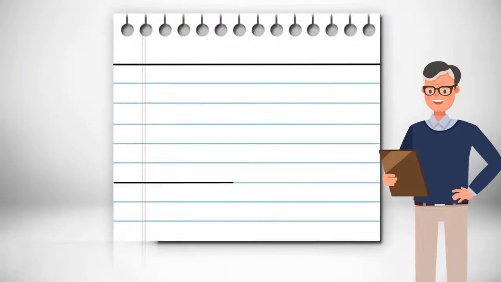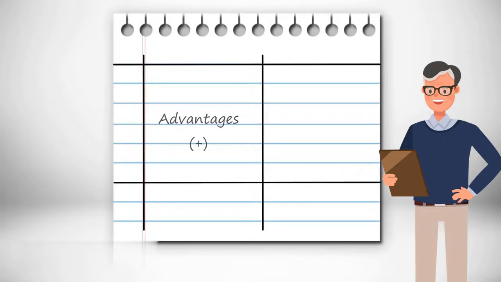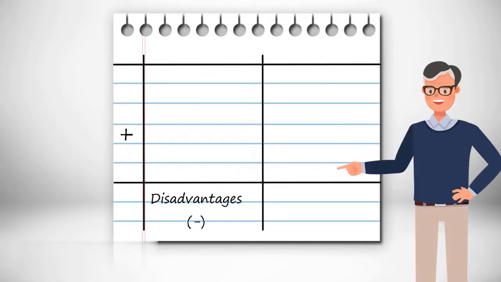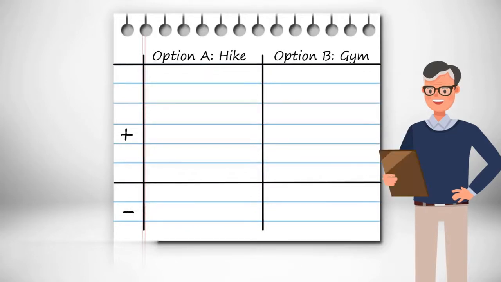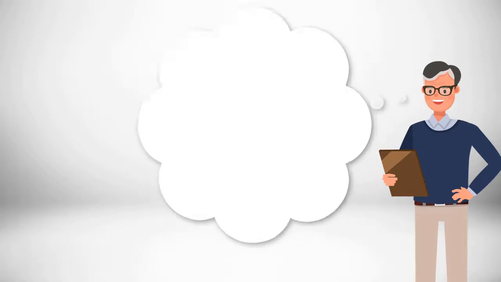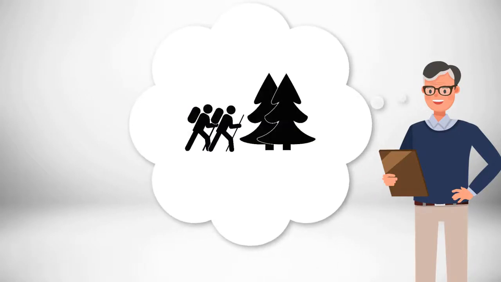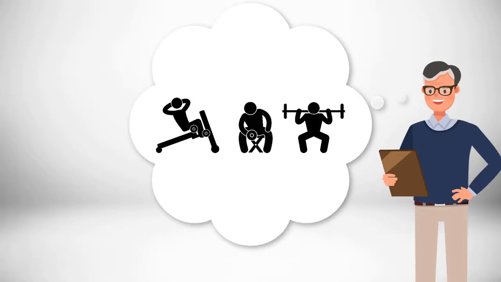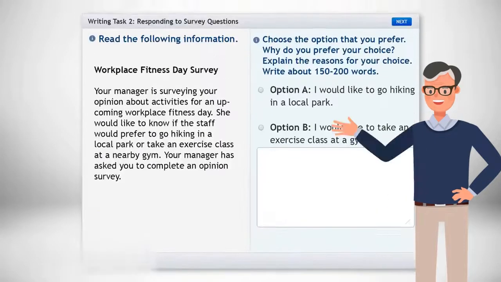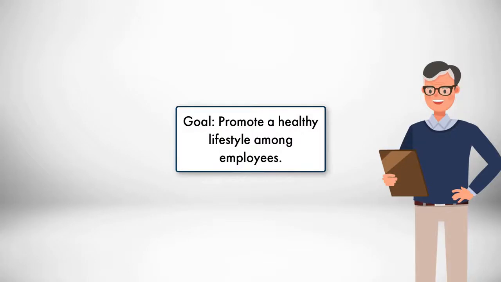I'm going to start off by making a chart where I can brainstorm advantages and disadvantages for each option. I'm just going to take a few minutes to fill in this chart. Okay, now as I brainstorm, it's really going to help me if I try to imagine the situation. My manager wants to do something for a workplace fitness day, so I guess the goal is to promote a healthy lifestyle among the employees.